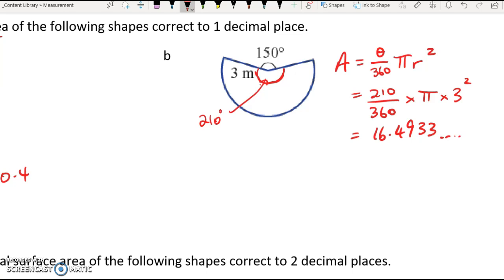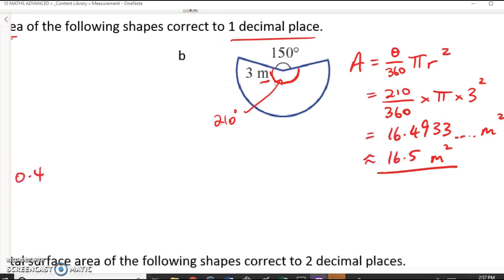Now, again, it's an area. Our units are metres, so square metres, which we want to round to one decimal place. So we're going to say approximately 16.5 square metres. Okay. That's the end.